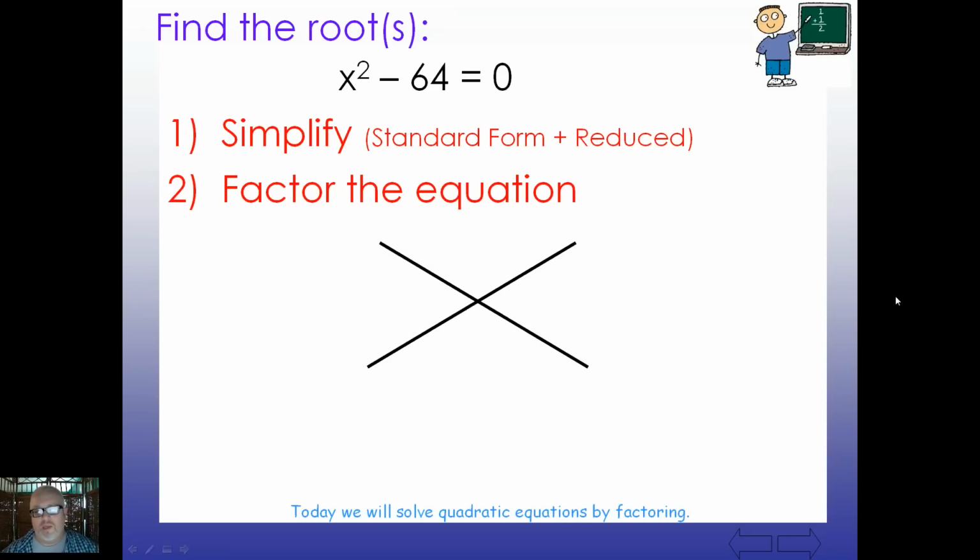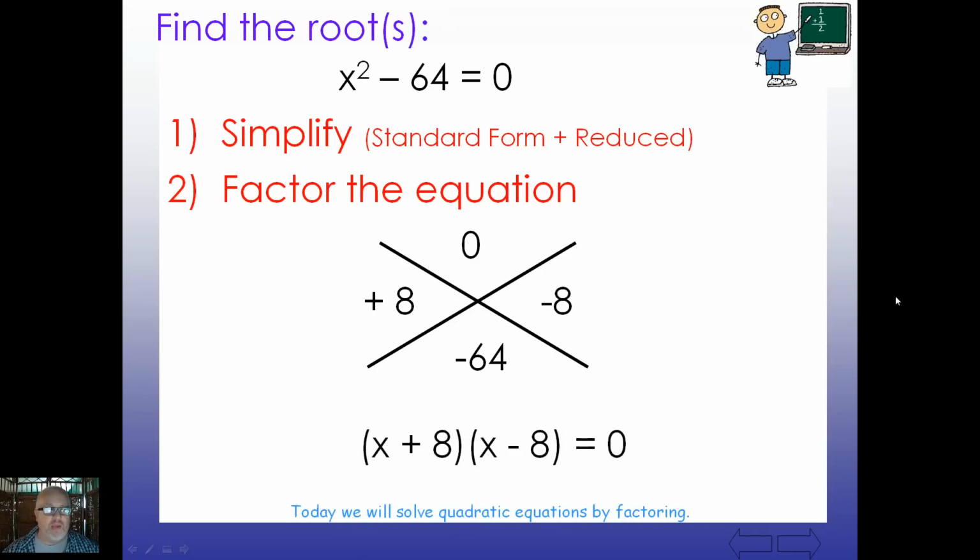Alright, well, here's what I did. I went ahead and just said I'm just going to use the easy x here. I know that there's no b value, so the coefficient of x to the first must be 0. C is negative 64. Two numbers that add to 0 and multiply to negative 64. That's right, positive 8 and negative 8.